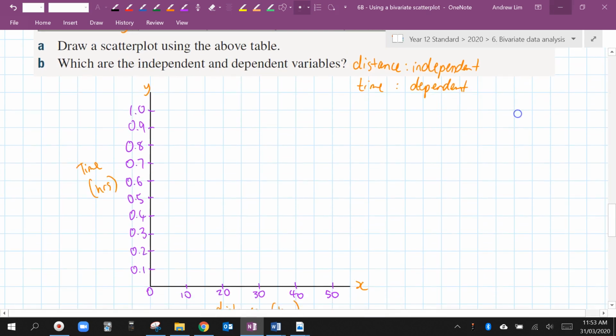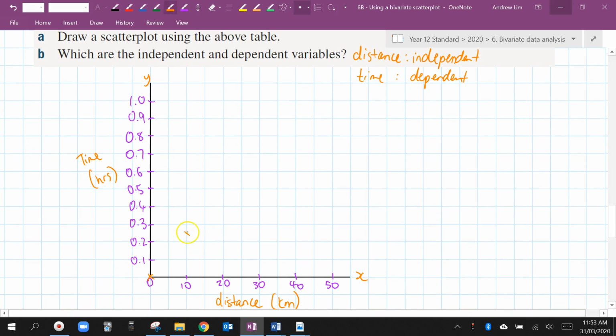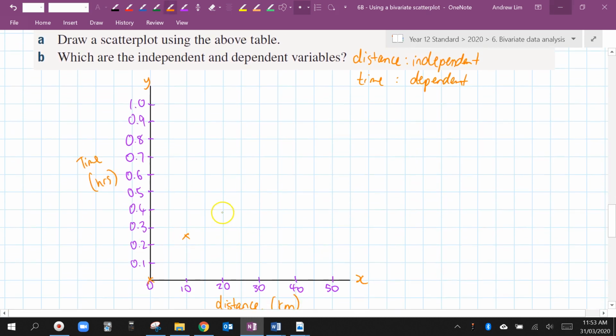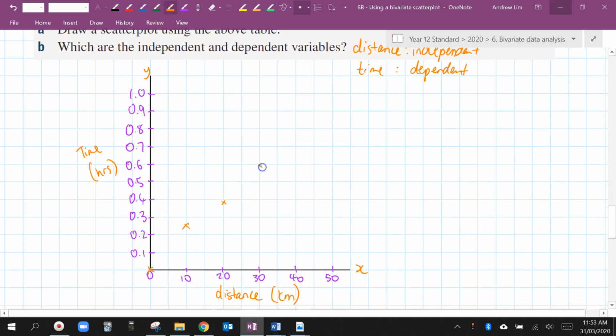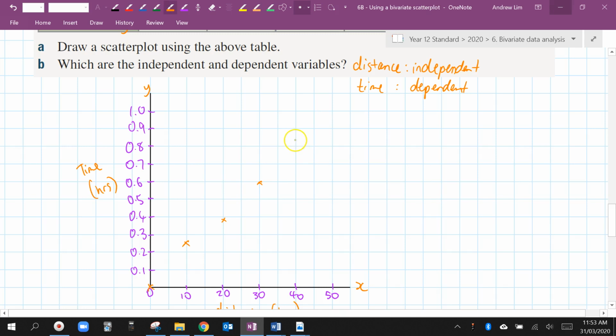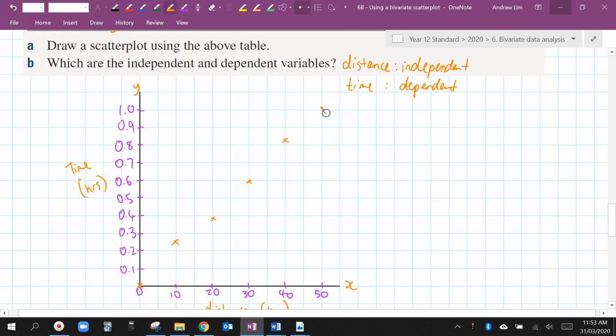So the first one is 0, 0. I'll just do this in orange. Now we can do this as dots or we can do this as crosses. Let's do it as crosses, because that's what I'm used to. Okay. 10, 0.25 is about here. 20, 0.38 is about there. 30, 0.59, about there. 40, 0.82, about here, and 50, 1 right there.